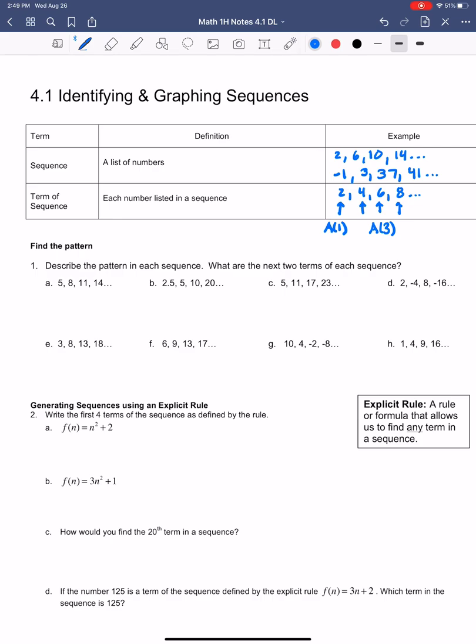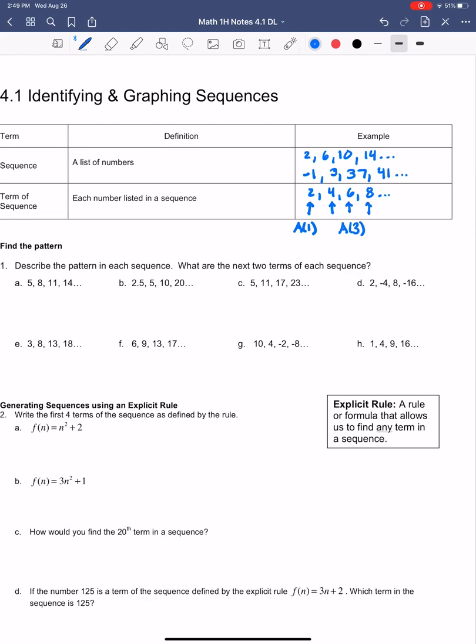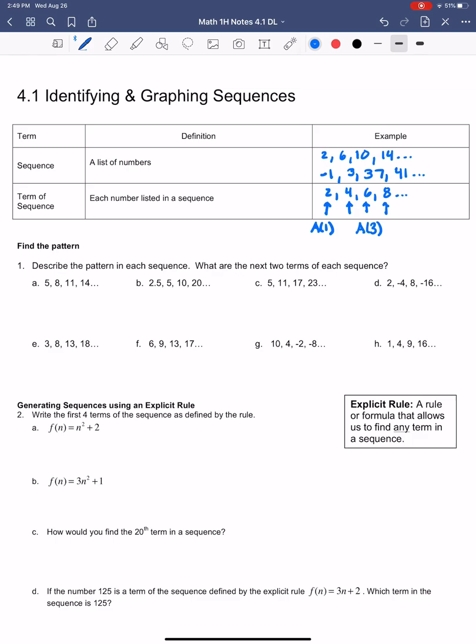All right, it says describe the pattern in each sequence. What are the next two terms of the sequence? This should be pretty straightforward. With letter A, it looks like we're going up by 3, so we're increasing by 3. The next two terms would be 17 and 20. Letter B, it looks like we're doubling. 2.5 to 5 is multiplying by 2, and then multiplying by 2 again. So the next one would be 40 and 80. Letter C looks like we're increasing by 6, so the next ones would be 29 and 35.